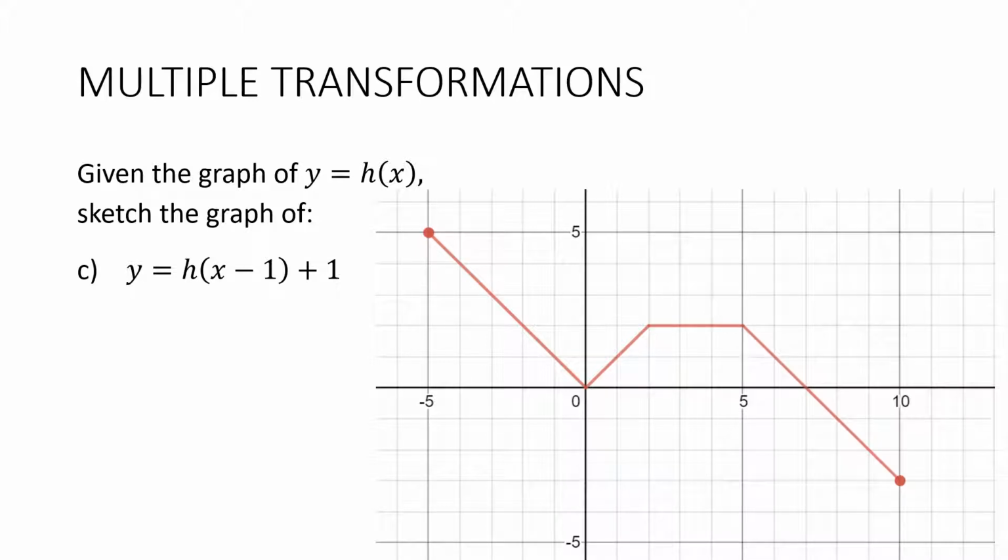And here's the last one, y equals h of (x minus 1) plus 1. So we're going to move it to the right 1 position and up 1 position. So over 1 and then up 1.